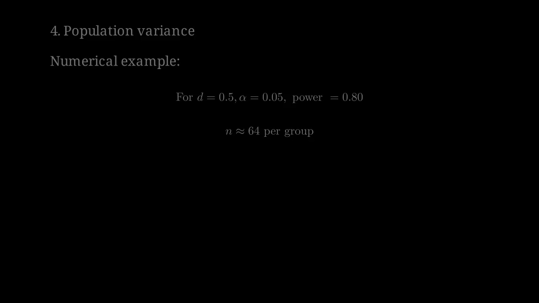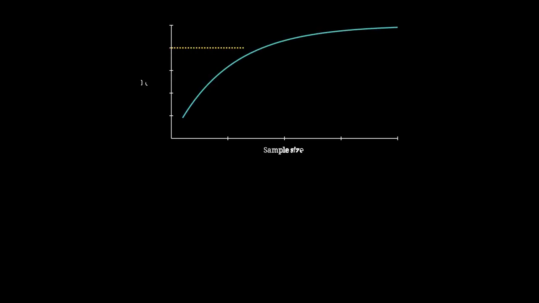Let's calculate sample size for our caffeine study. For a medium effect size of 0.5, alpha of 0.05, and power of 0.80, we need approximately 64 participants per group, or 128 total. This curve shows how statistical power increases with sample size, plateauing around 0.8 at our calculated sample size.